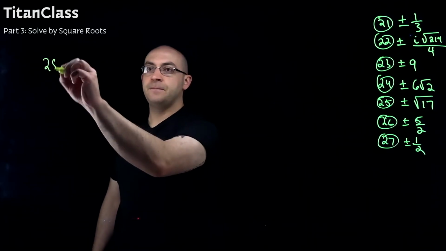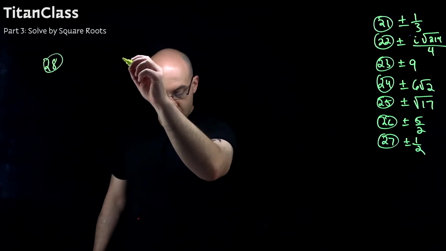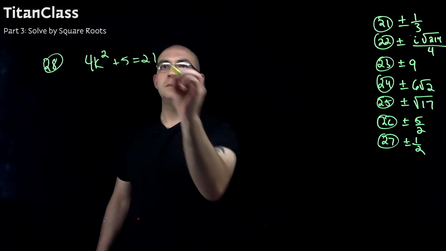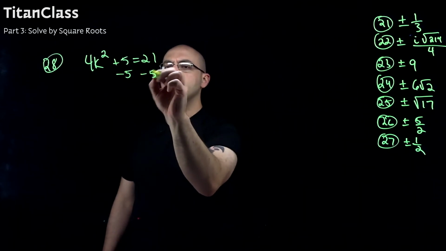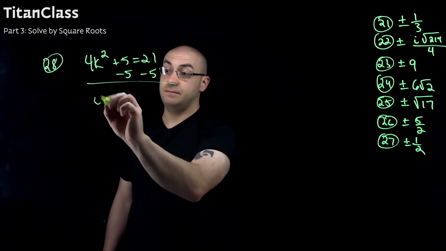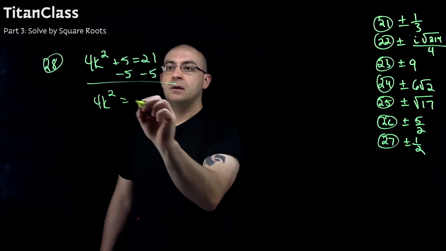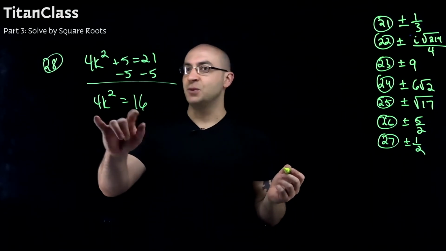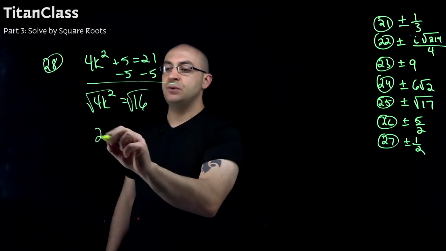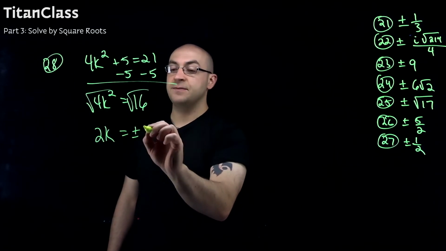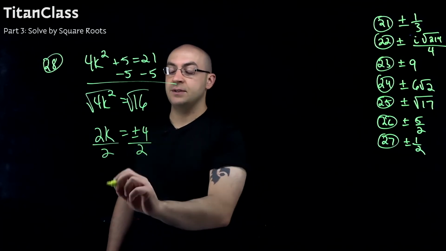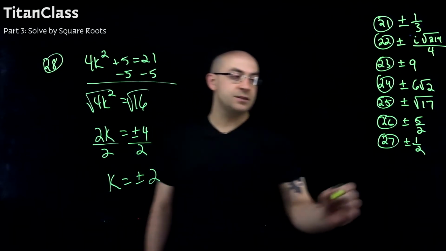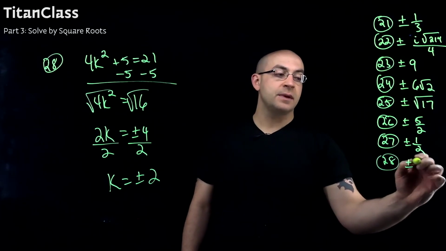Okay, 28. 4k squared plus 5 equals 21. Okay, so subtract 5 on both sides, right? These are multi-step equations, and it's totally fine because you've been doing this since Algebra 1 and before. 21 minus 5 is 16. All right, 2 perfect squares again. Let's square root both sides. 2k is going to equal plus or minus 4. Divide by 2 on both sides. k is going to equal, remember we're simplifying this, plus or minus 2. All right, so that's my answer for this value, plus or minus 2.